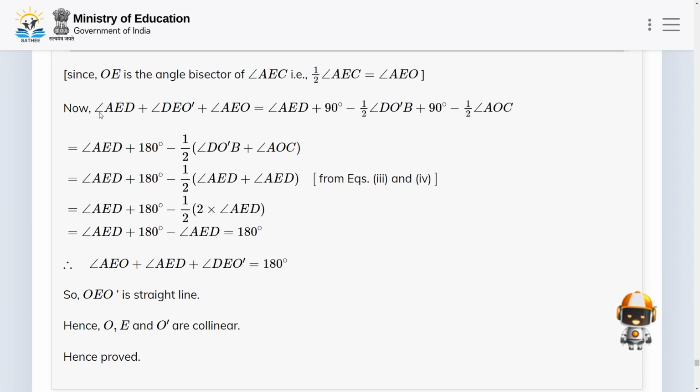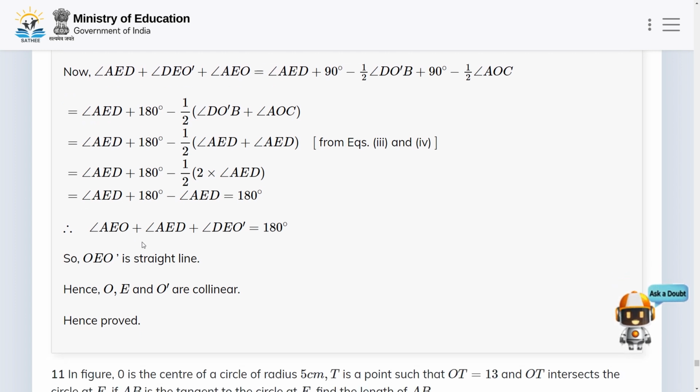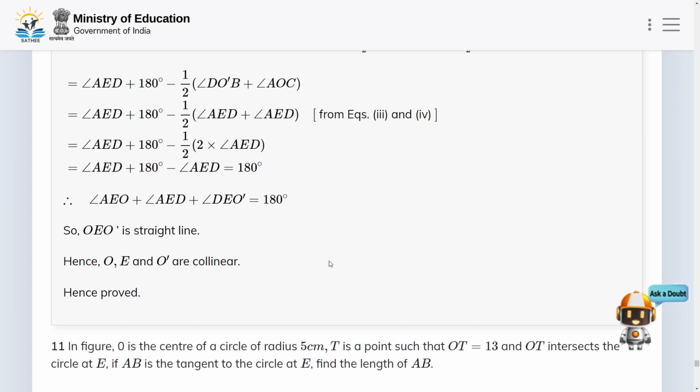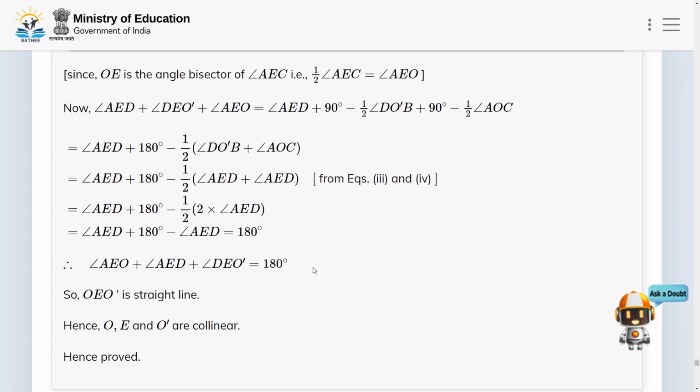Now angle AED plus angle DEO' plus angle AEO is equal to angle AED plus 90 degrees minus 1 by 2 angle DO'B plus 90 degrees minus 1 by 2 angle AOC. And if we simplify it, basically this is equal to 180 degrees. So therefore angle AEO plus angle AED plus angle DEO' is equal to 180 degrees, and so OEO' is a straight line. Hence O, E and O' are collinear. Okay, hence proved. So I stop here this lecture. Thank you very much to all of you.